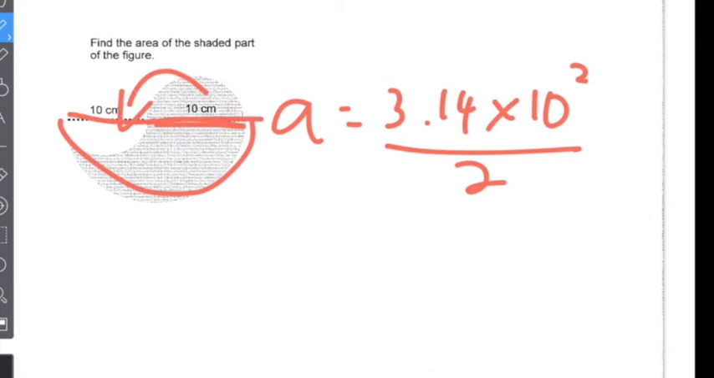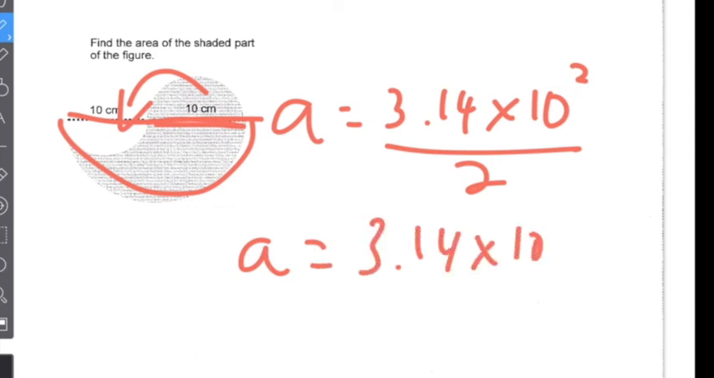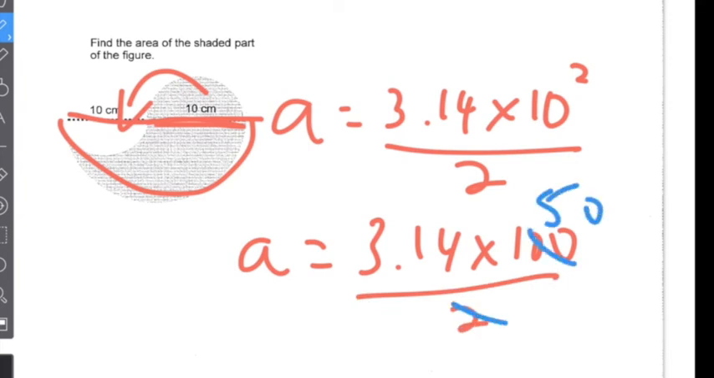So area will equal 3.14 times 100, and then we're going to divide the whole thing by 2. Right over here I could simplify, so it'll be 50 times 3.14. And when you multiply 50 times 3.14, you're going to get 157 centimeters squared.